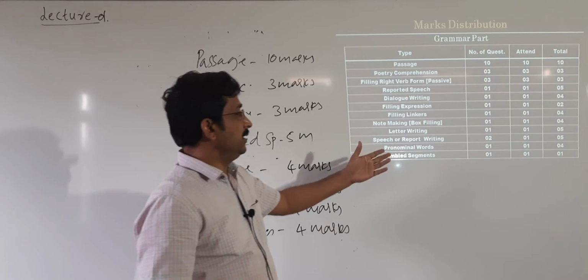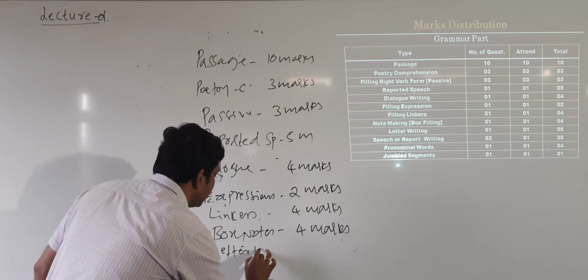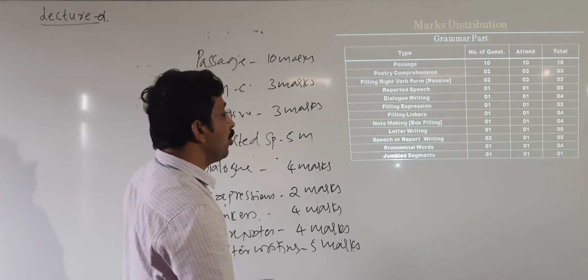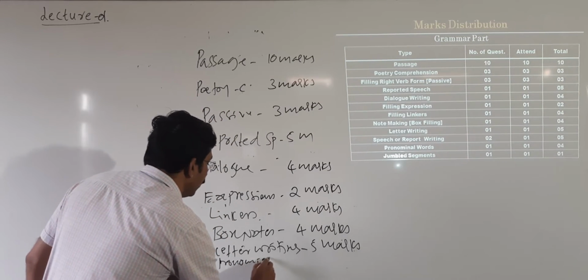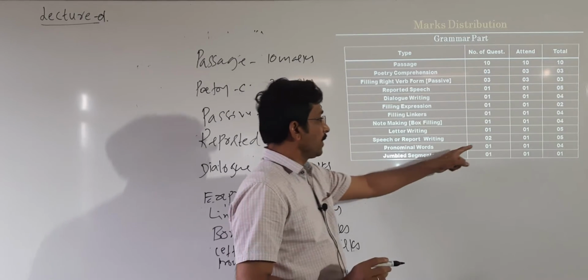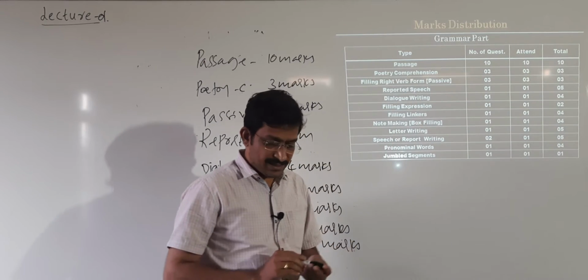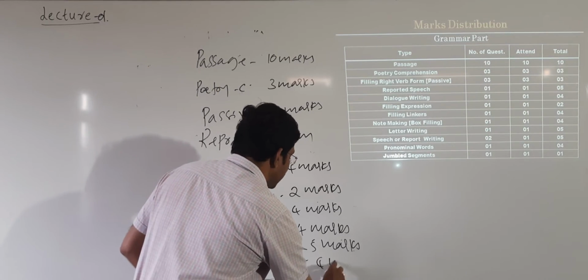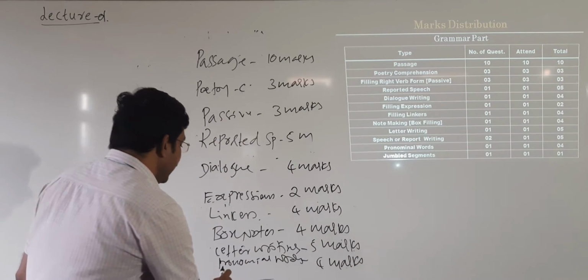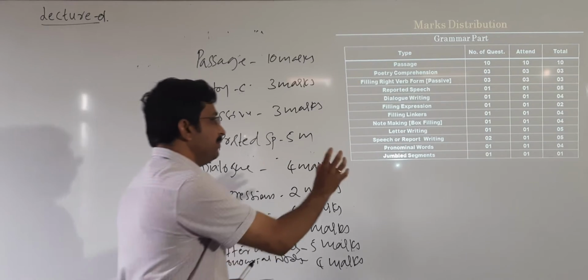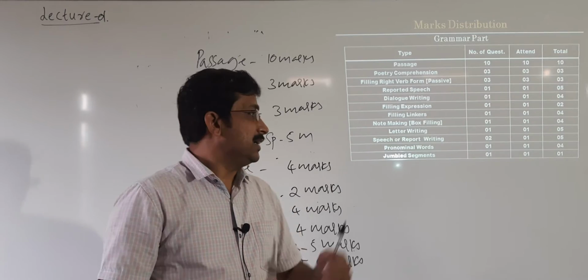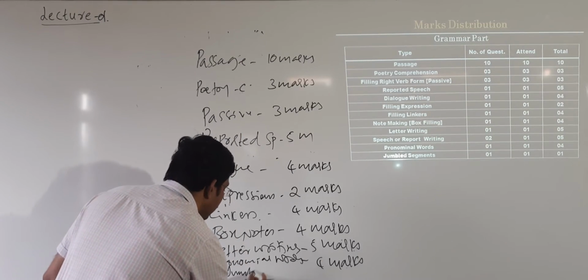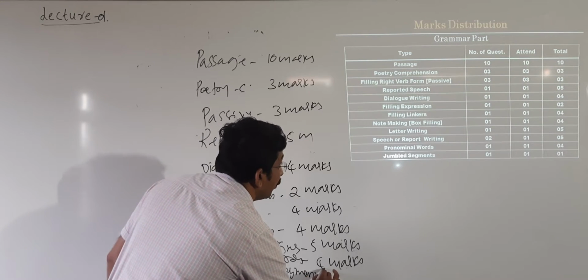And next, as usual, letter writing, it is for 5 marks. Next it is pronominal words, in the sense words which are related to the pronouns, and it is for 4 marks. Next, the last one, rearranging the jumbled segments: framing a sentence by using jumbled segments, it should give a meaning. That is for 1 mark.